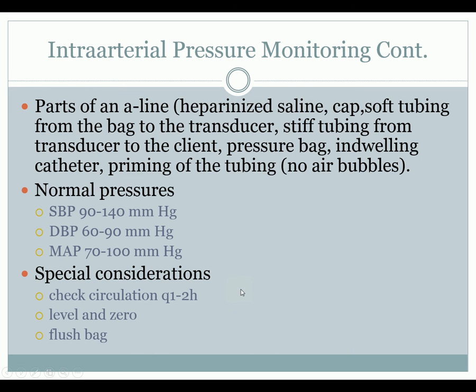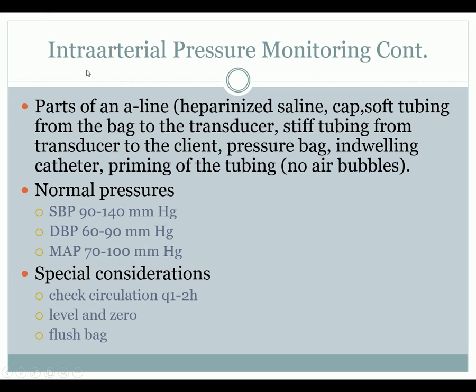The intra-arterial pressure monitor has several parts of the ART line, or the A line. You're going to have heparinized saline, soft tubing, a cap, a transducer, stiff tubing from the transducer to the client, a pressure bag, and an indwelling catheter. You also need priming of the tubing, and you want to watch for air bubbles.